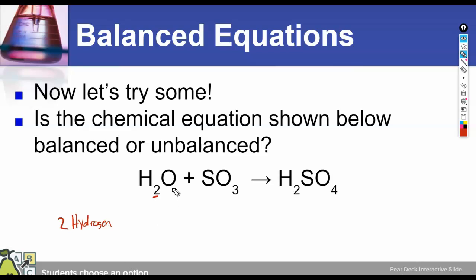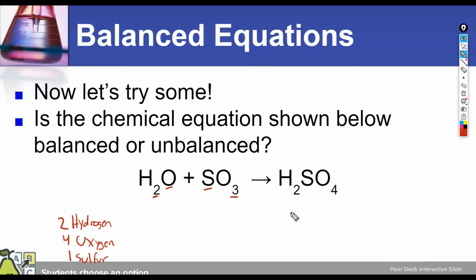Okay, and then I count my oxygens. I have 1 oxygen here. I have 3 oxygens here. Okay, so that is 4 oxygens on the left side. And then I have an S. An S is for sulfur. I have 1 sulfur on the left.